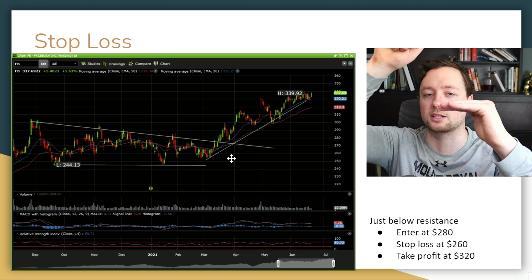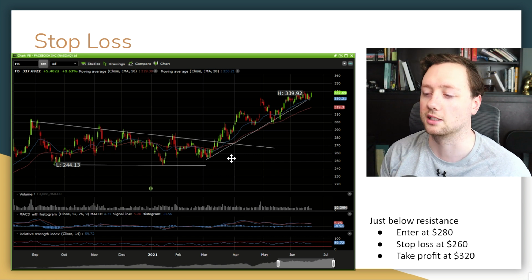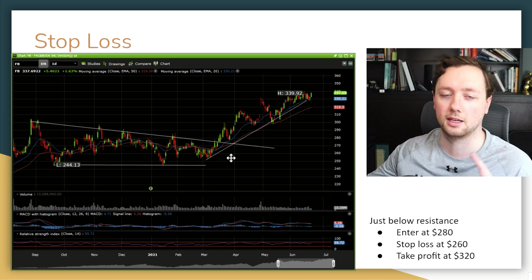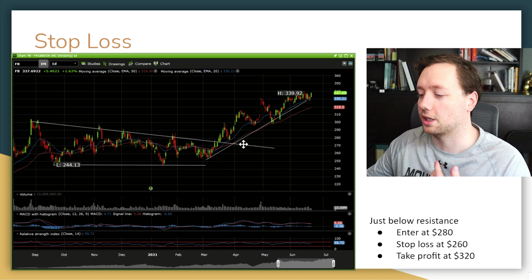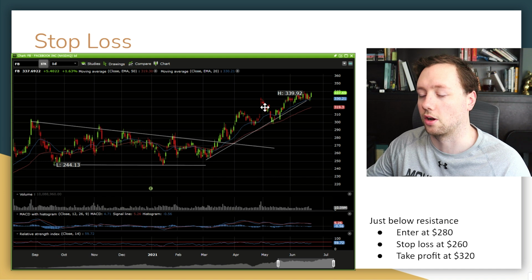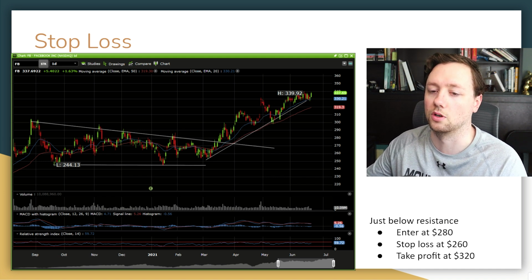But if the stock breaks out and comes back down through that level of support, that means our trade was wrong and we need to get out of it early, lock in just that small loss so that we don't lose more money, and then we can deploy that money back into a different trade. Now, in this example, let's say you get in at 280, you set your stop loss at 260. You could have taken profit right here at around $320, and you would have done extremely well on it. A nice little 2-to-1 risk to reward ratio.